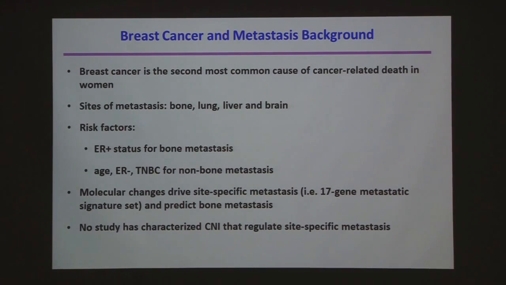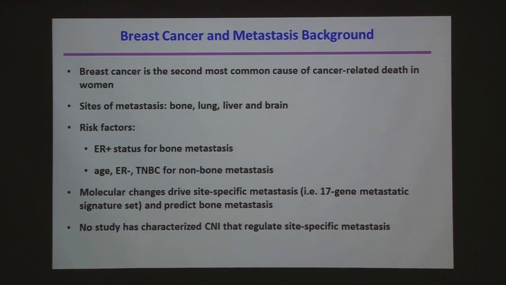In terms of the background, estrogen receptor status is important in bone metastasis. Women who have estrogen receptor positive tumors are at higher risk of developing bone metastasis. Other factors for non-bone would be age, estrogen receptor negative, or if they had triple negative breast cancer, they might be more likely to develop a non-bone metastasis.